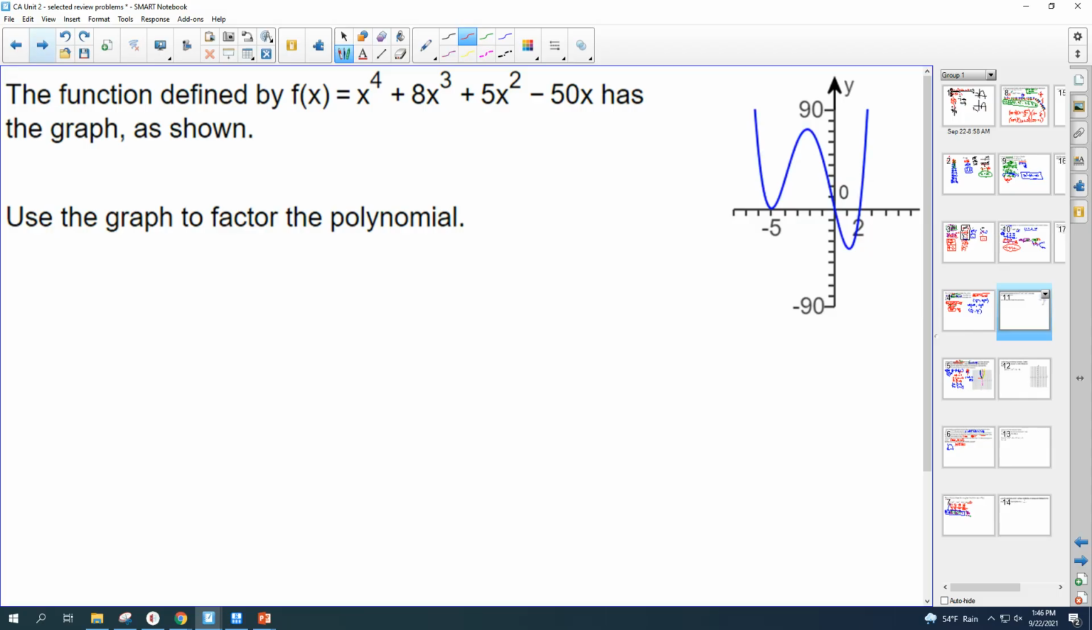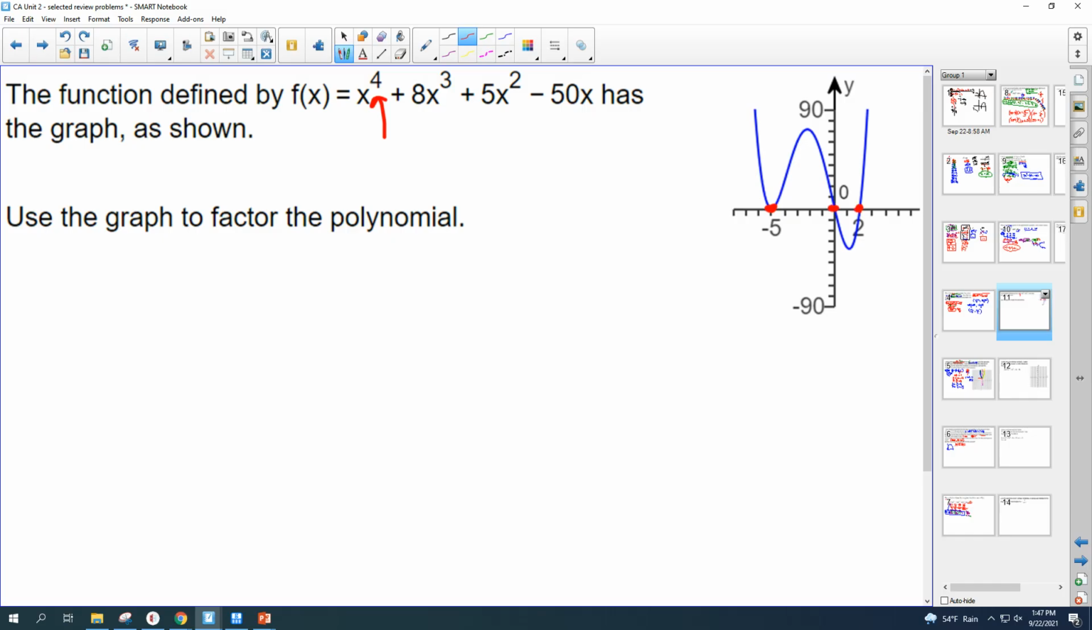The function defined by this polynomial has the graph as shown. Use the graph to factor the polynomial. I like this question. This is an interesting question to me. I see this 4 tells me there are probably going to be 4 solutions, but I look at the graph and I only see 3 x-intercepts. I see -5 and 0 and 2.